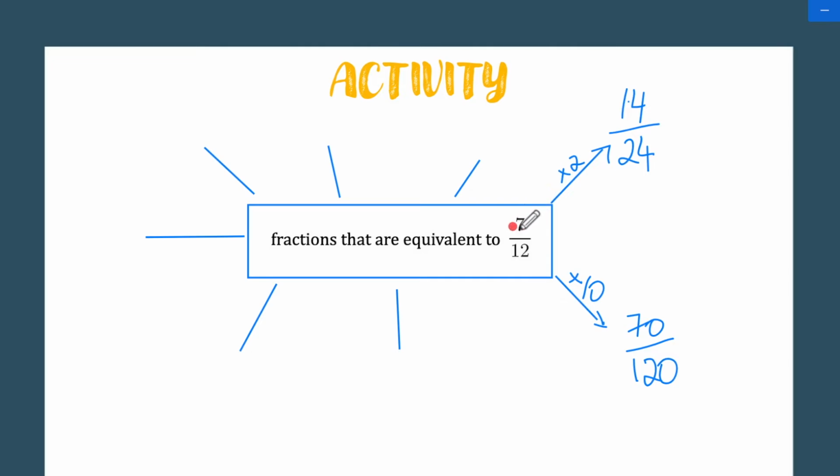Remember you times the top and the bottom by the same number. Numerator times by 2, denominator times by 2, and you get your new fraction.